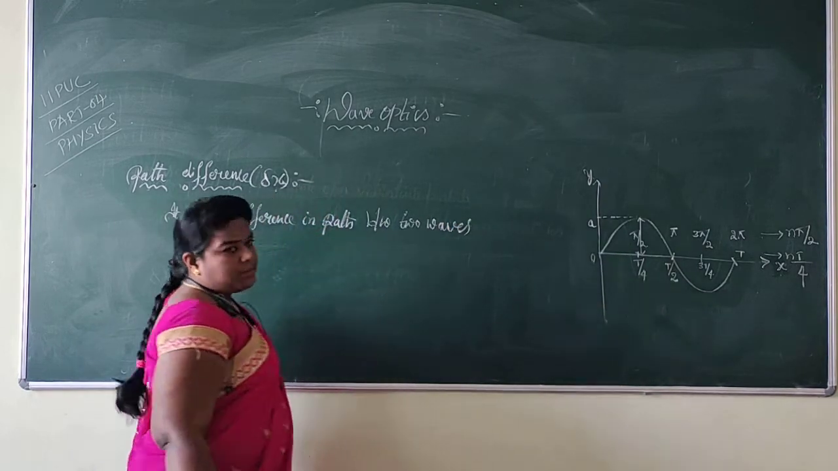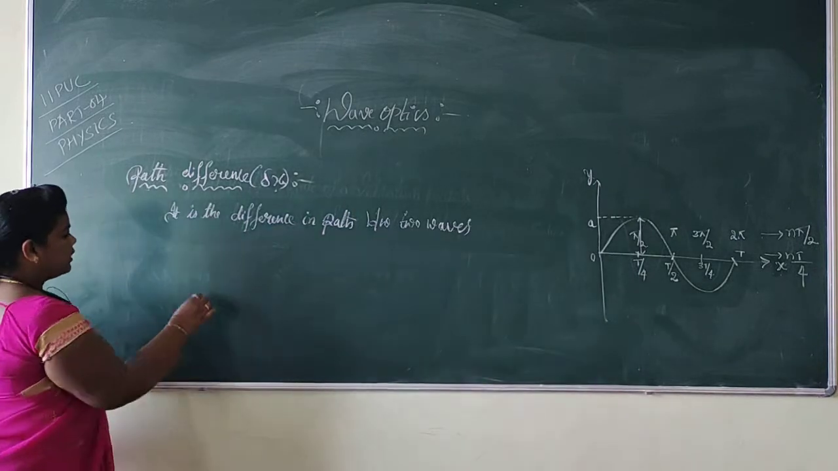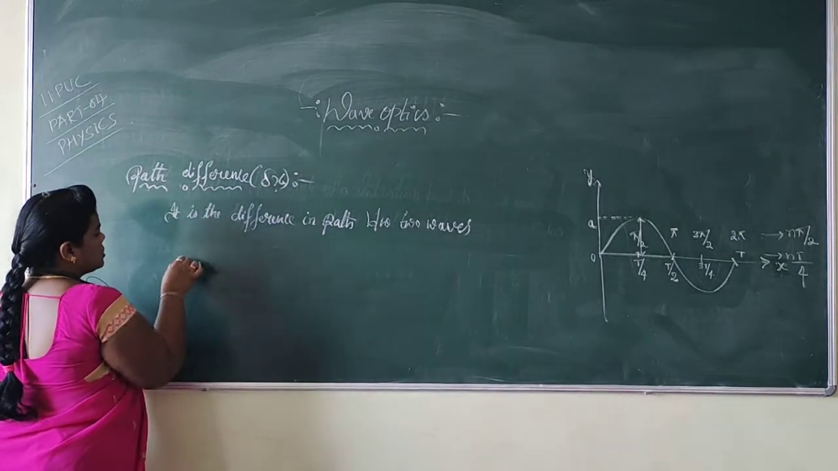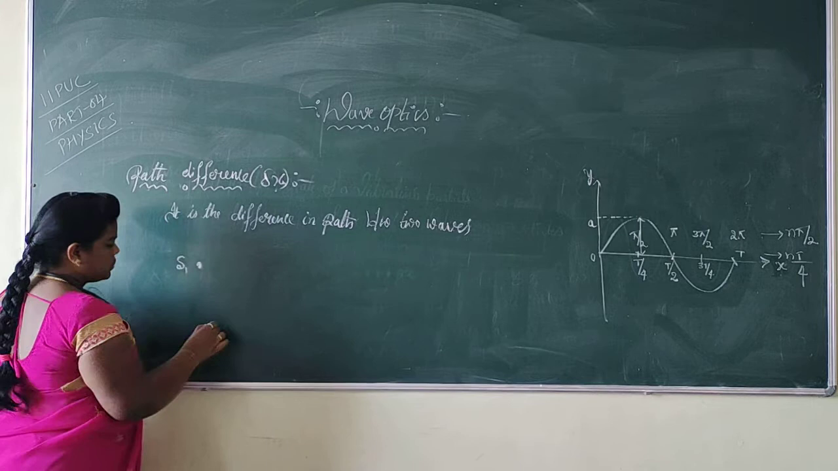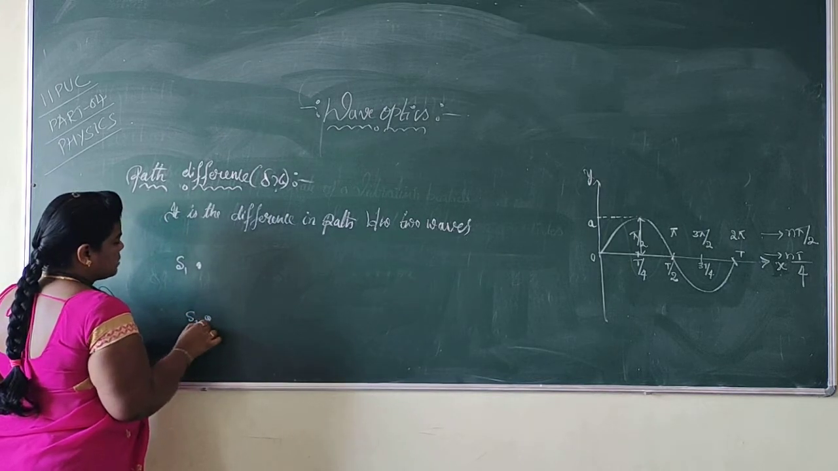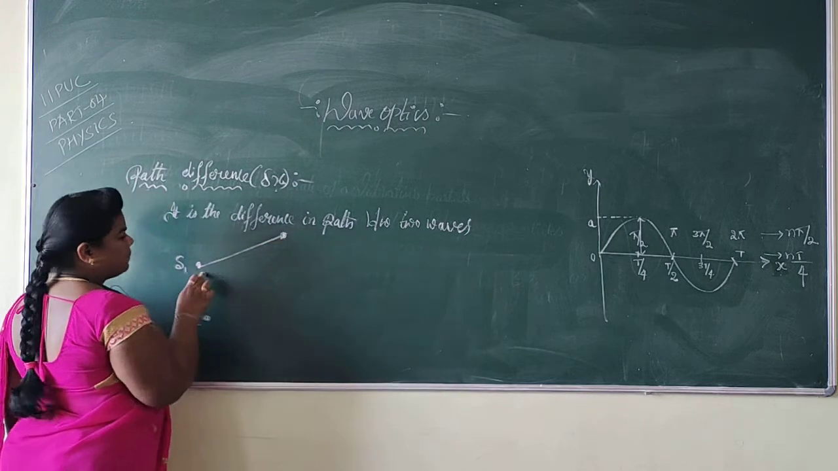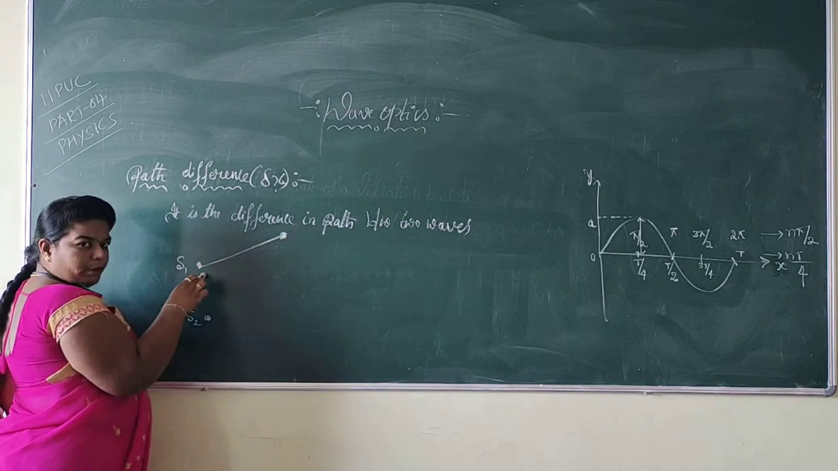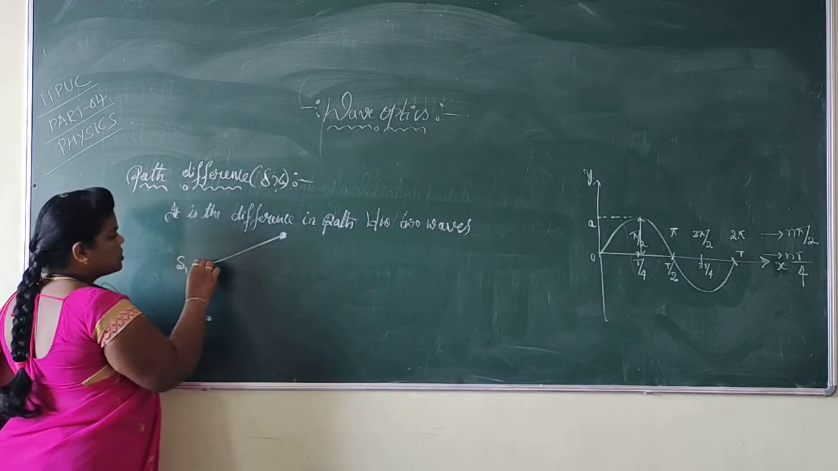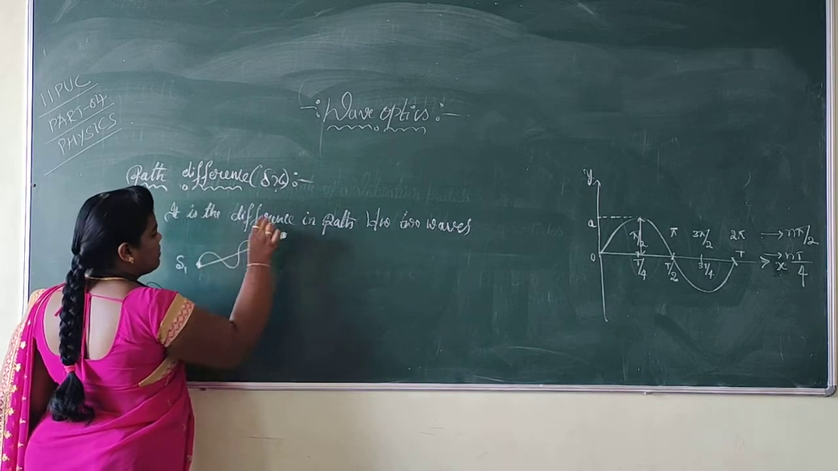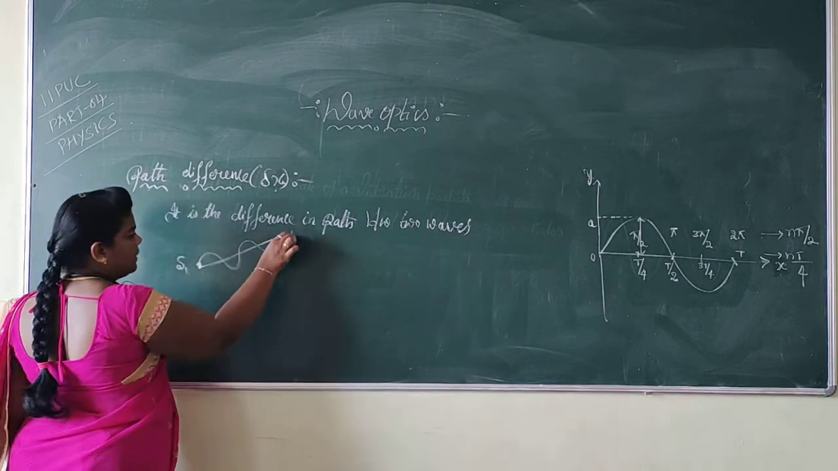See, my dear students, you can observe that I am just going to consider two sources here. This is the first source S1. This is the second source S2. Observe that the first source is vibrating, so it is going to produce a wave that is traveling in this way to the point P.